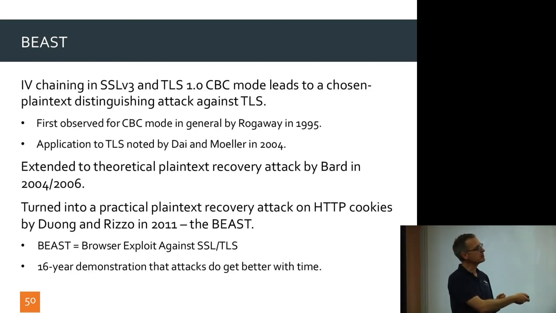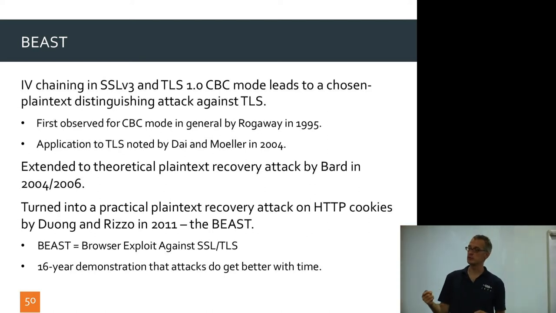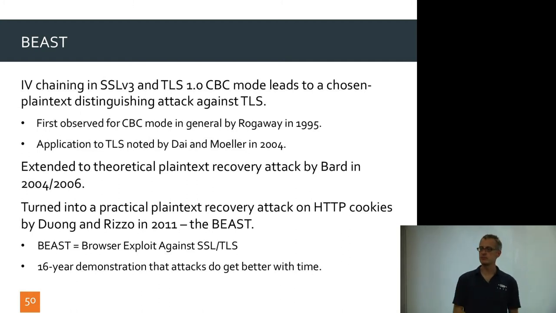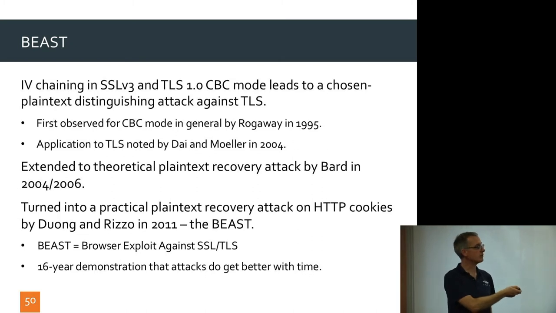The other key point is that Duong and Rizzo were not cryptographers. They were black hat hackers. And they presented this at, I think, Black Hat or Ekoparty, one of the big hacking conferences. They just came from outside of our community with a completely different set of tools and applied those tools to break this protocol, ignoring all of the crypto. They weren't even aware of Bard's results or of Rogaway's observation. They just knew that CBC mode in TLS was using chained initialization vectors.